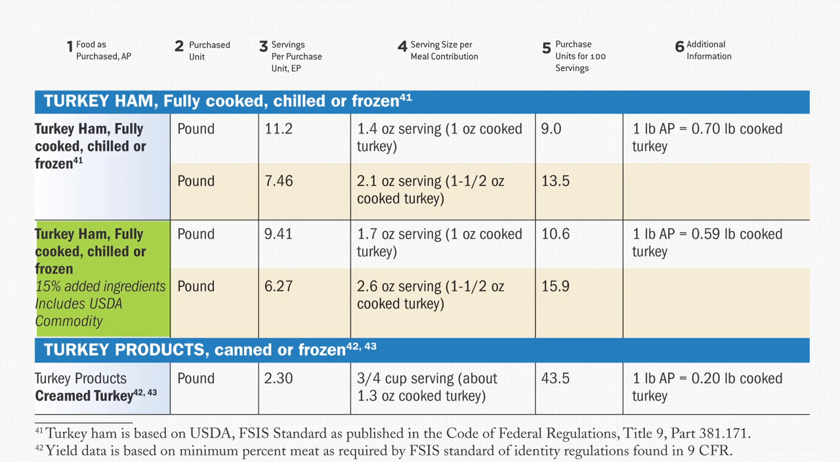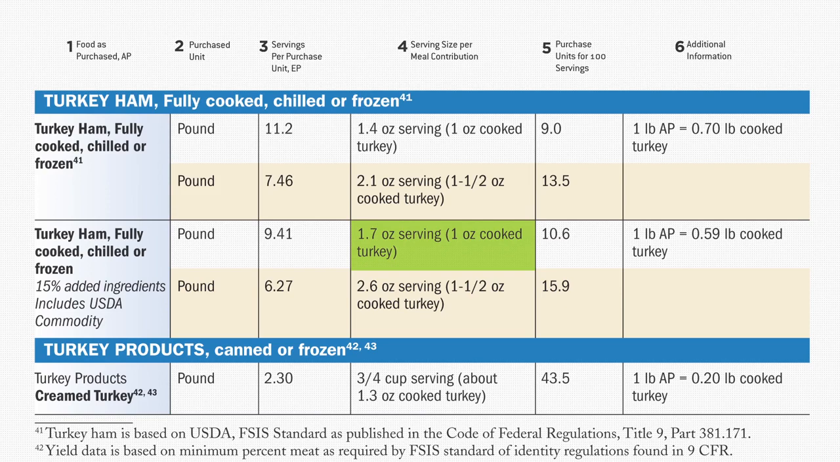Using the turkey ham, fully cooked with 15% added ingredients, will require more meat than 2 ounces of product to provide 2-ounce equivalents of meats or meat alternates. Look at column 4, serving size per meal contribution, and you will see that it takes 1.7 ounces of turkey ham to credit for 1 ounce equivalent. Therefore, for 2-ounce equivalents, you must use twice this amount, which is 3.4 ounces. For ease and accuracy in weighing, you should consider rounding up to 3.5 ounces per sandwich.